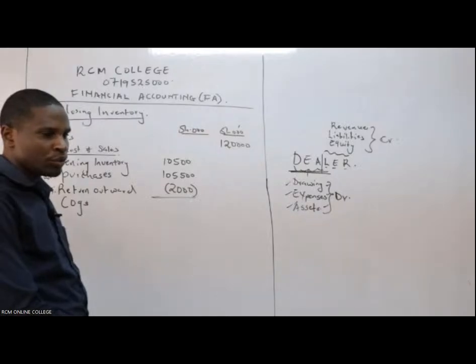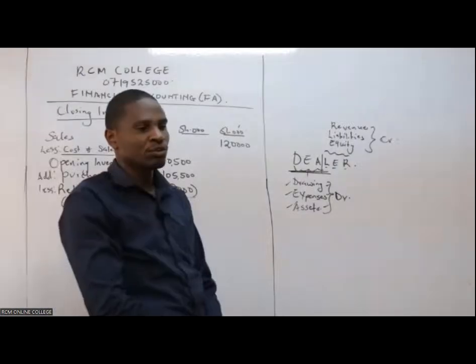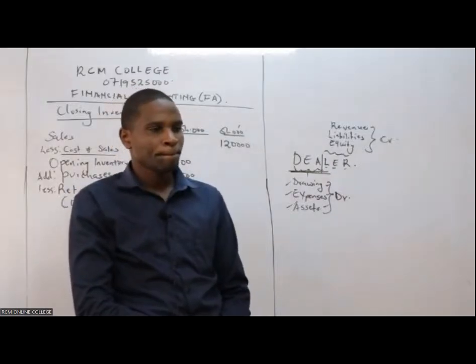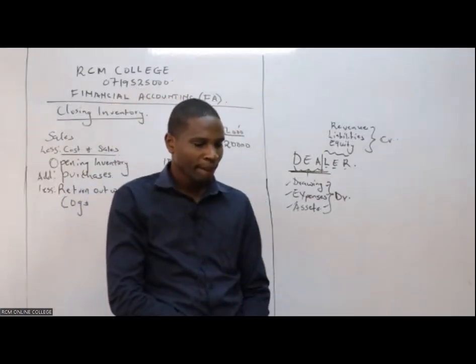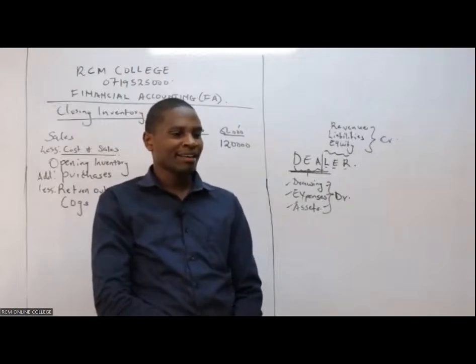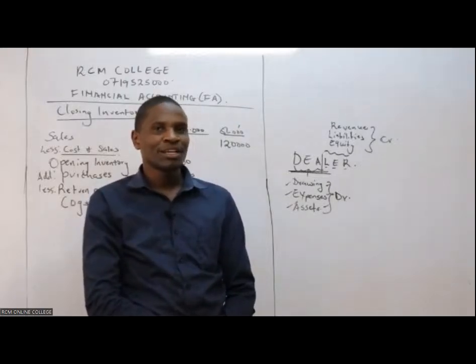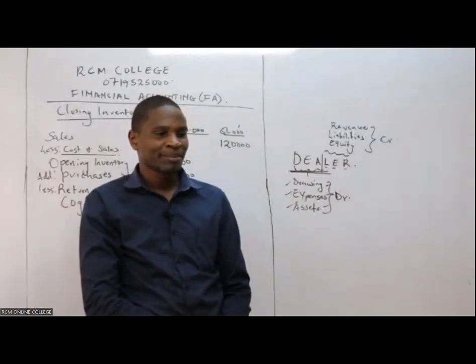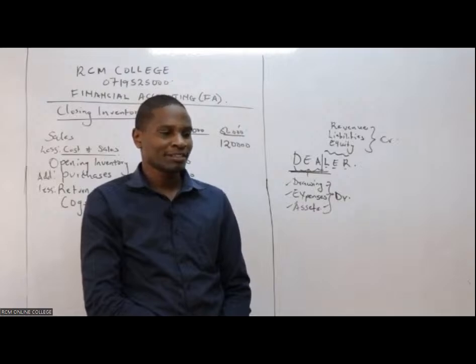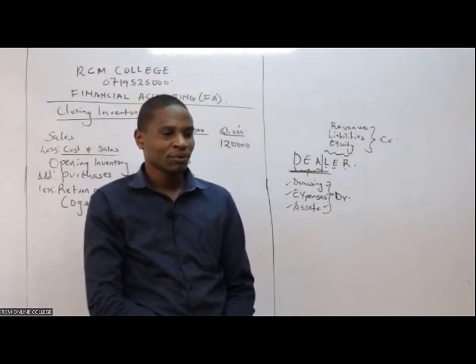So somebody is giving me this: 10,500 plus 105,500 minus 2,000. What are you getting? That one is simple. You can use your phone. Somebody to give me that. Don't let me down. That is simple mathematics.